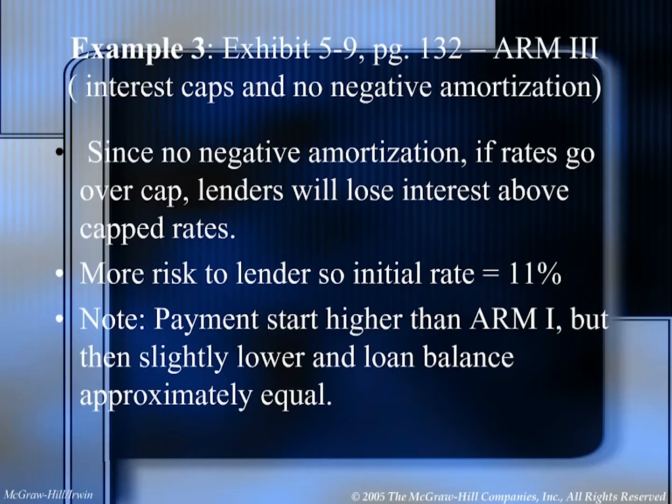So there's an initial rate of 11%. So we first cap 1, 8%, cap 2 at 9%, and this goes up to 11. But it's still below the fixed rate, which is at 14.